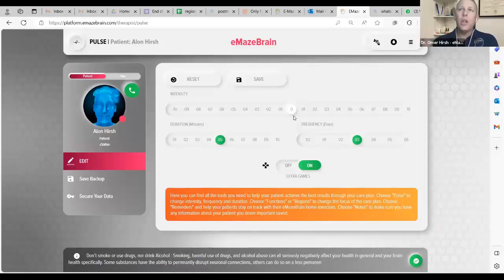Now, if he gets really good, I can bring that up. I can bring it up to 10, for example, which makes it 30% harder. I can take it down to -10, which makes it 30% easier. And then anything in between, right? I can make it more times a day, down to 1, and then less times a day, down to once every other day. And I can bring it up all the way to 10 minutes.